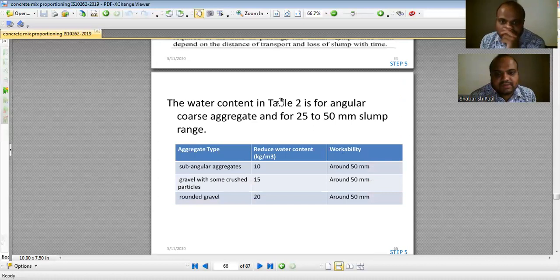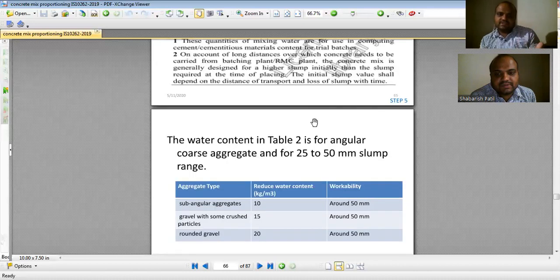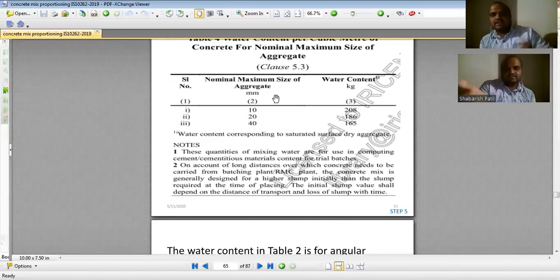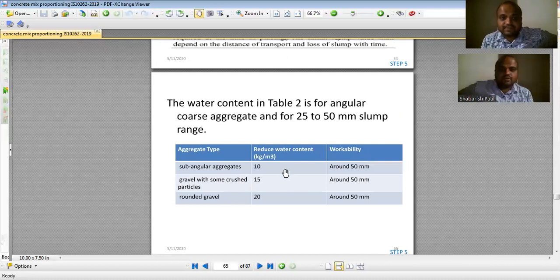Now again, I'll just recall the water content in table 2 is for angular aggregate, and for a slump of in general value, if I want a slump around 25 to 50 then I have to use that value which is given in this table number 4. If not, because there are different types of aggregates what we can use. Okay, angular aggregate is one type. Next type is subangular aggregate, subangular, and then gravel with some crushed particles, and then rounded gravel.